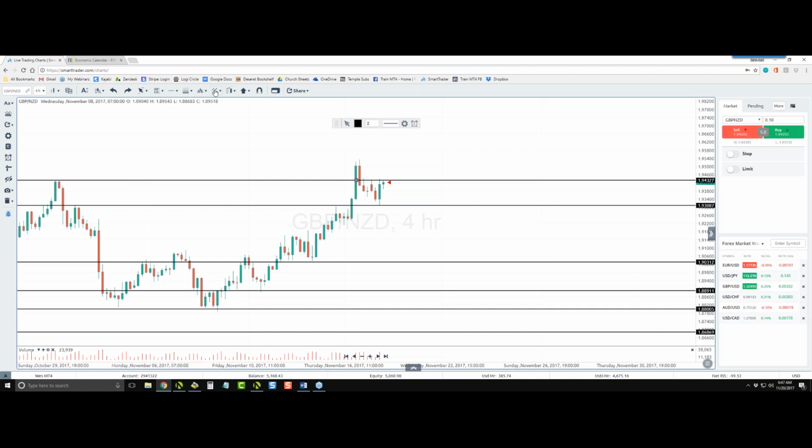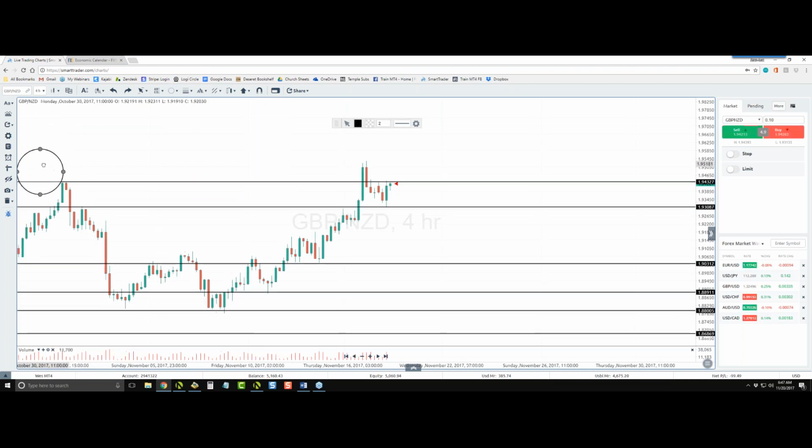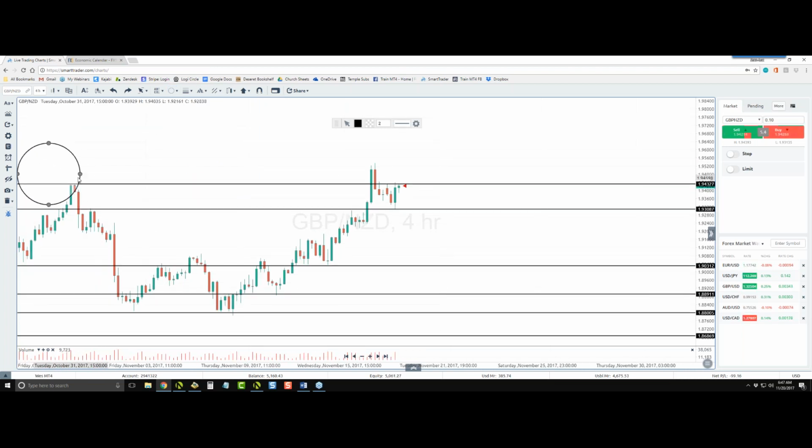In case that was really confusing, which it probably was, this was what we were looking at before right here. Let's see if I can find some sort of drawing tool. I wonder if there's a circle. Ooh, a circle. Okay, that circle's huge. How do I move it? There we go. So this is the area that was previously a resistance area. We had a line drawn over here, and we saw that it just shot right above it.